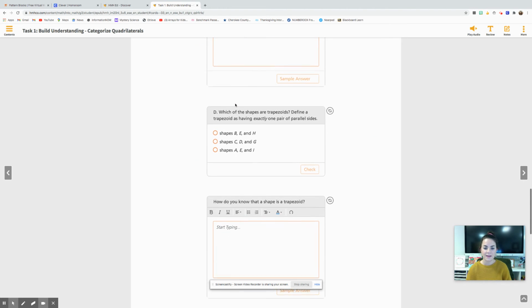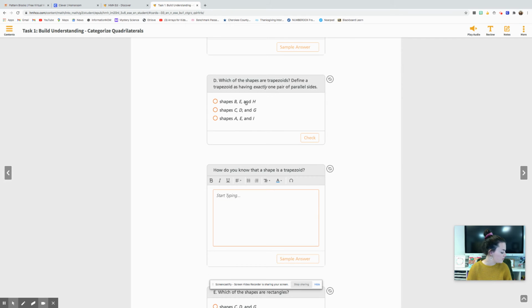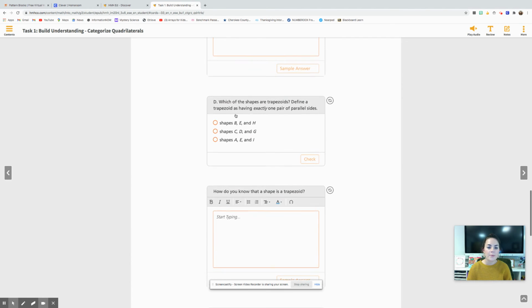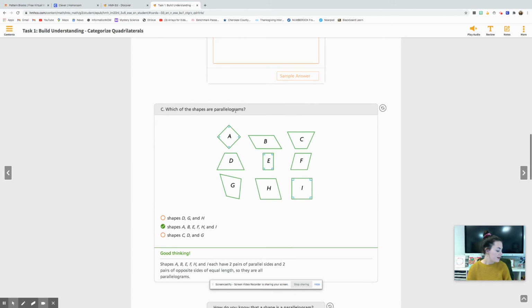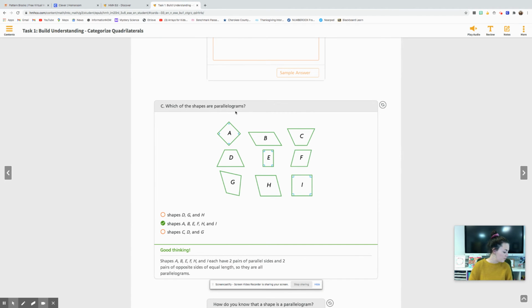Okay? Now the last one asks which of these are trapezoids. So let's look back up. All that makes a trapezoid is 1 pair of parallel sides, not 2, just 1, okay? I can tell that shape C only has 1 pair of parallel sides because look, the top and the bottom are parallel, but these sides are not. They would cross into each other. So C is a trapezoid.